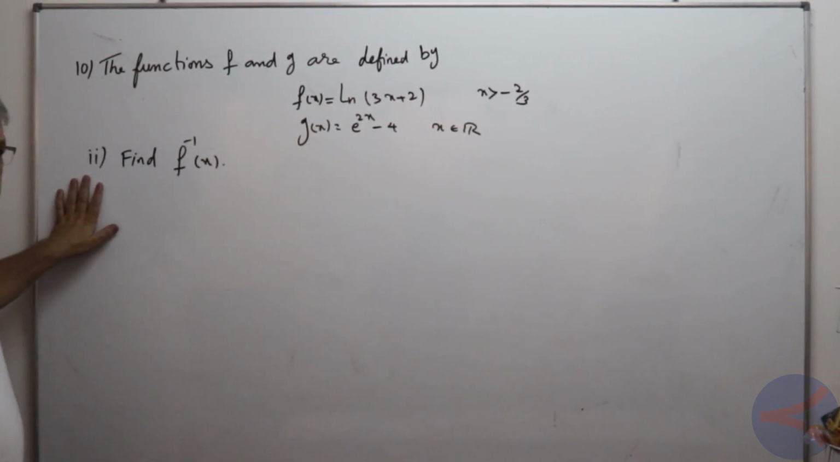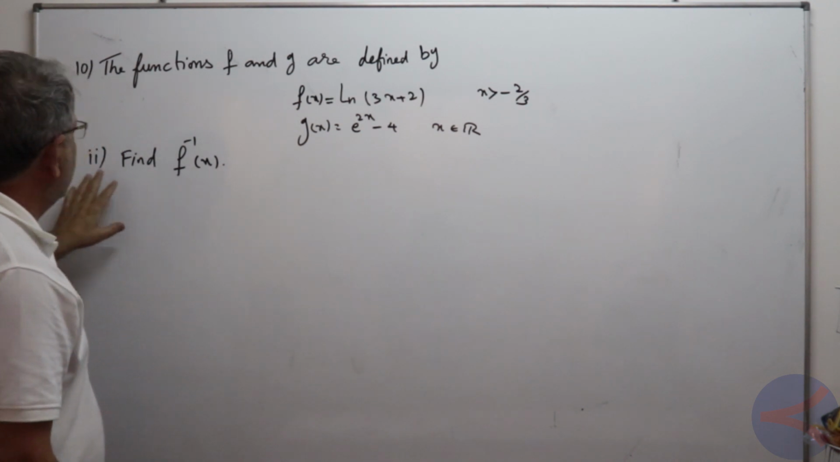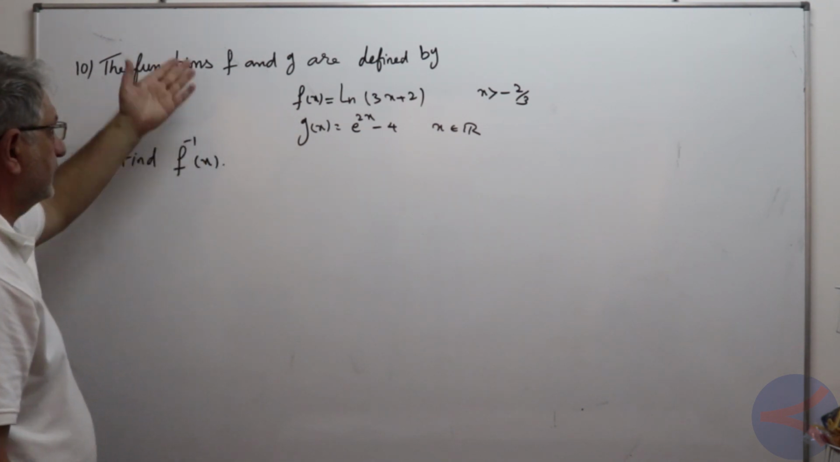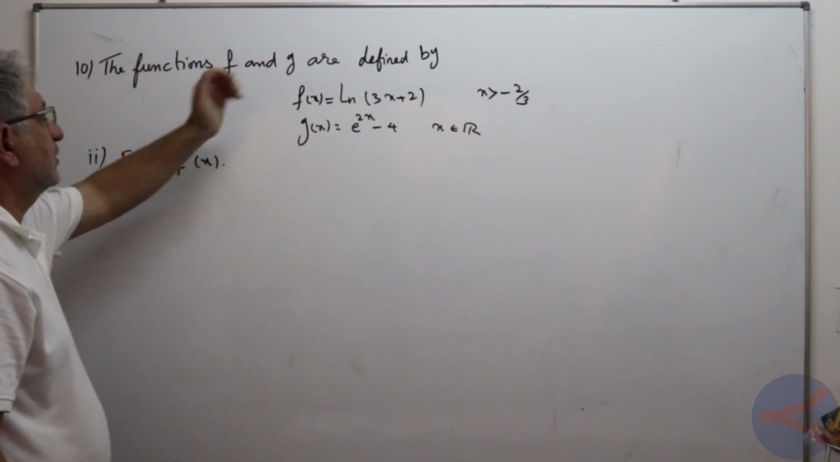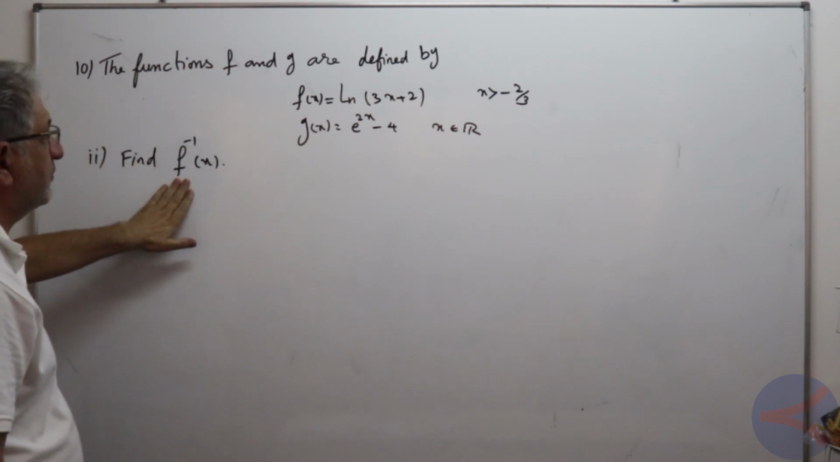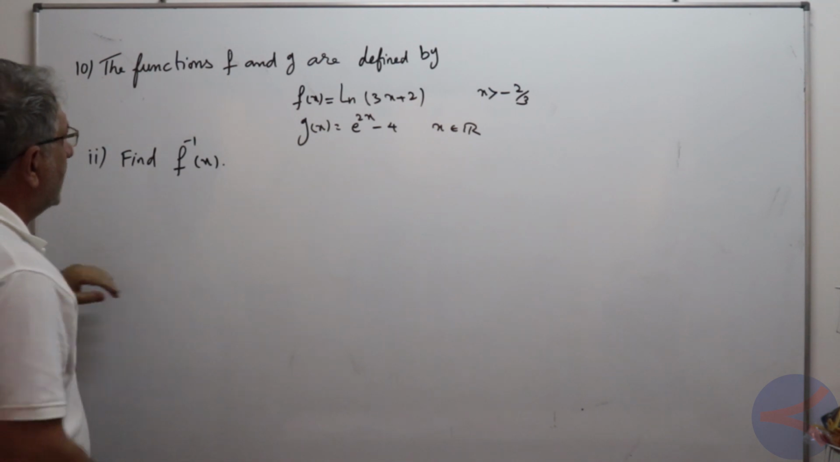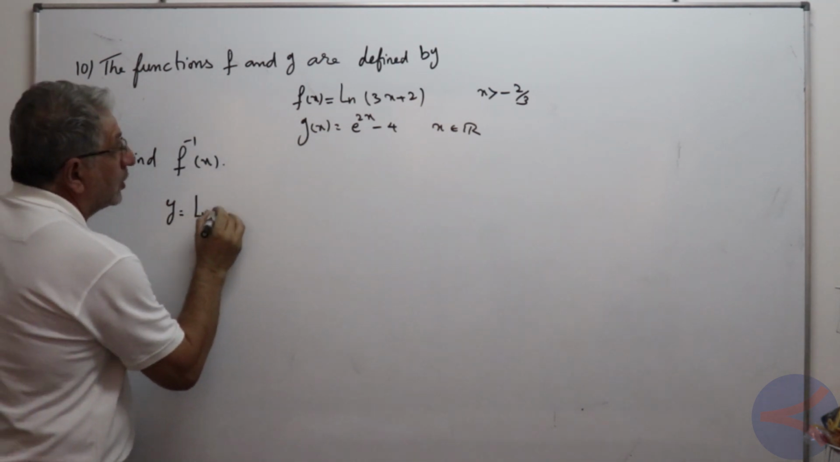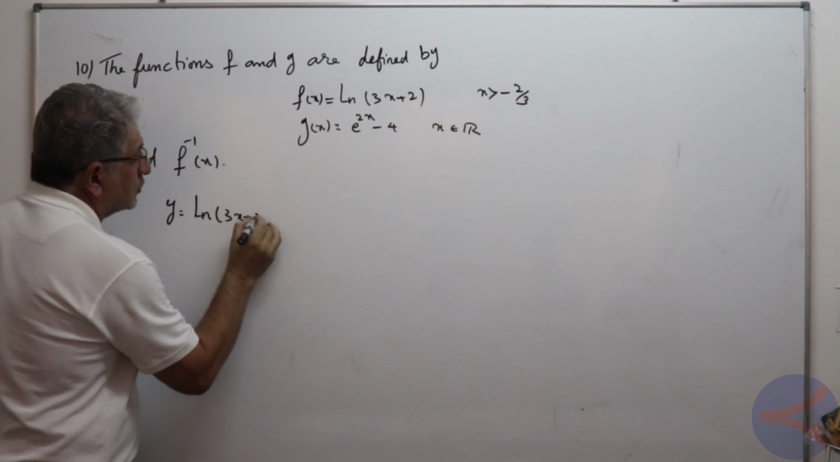Okay, the second part of this question is very simple. You just need to find f inverse of this function, that means you need to find f inverse of x. We know that the function is y equals ln(3x + 2).